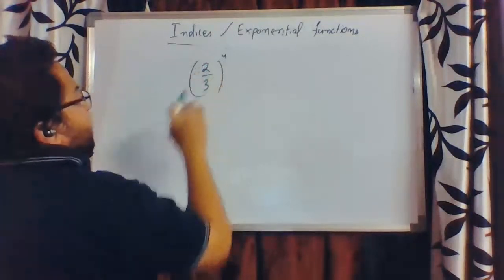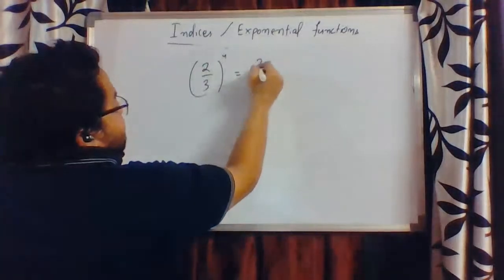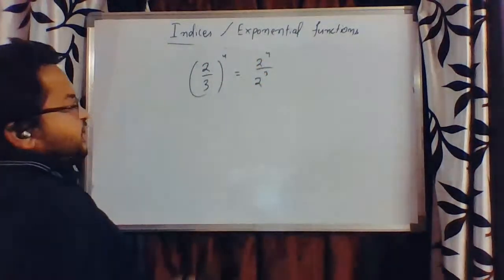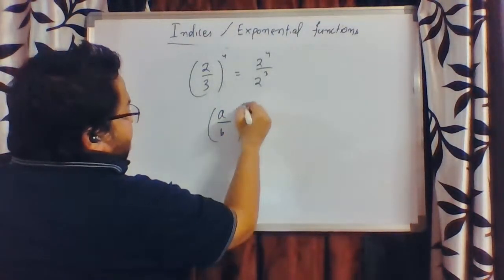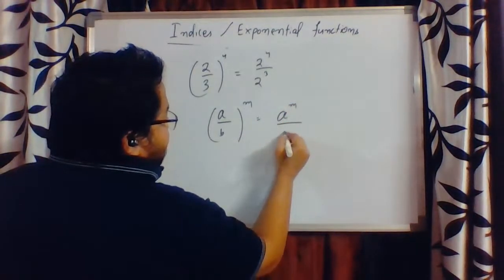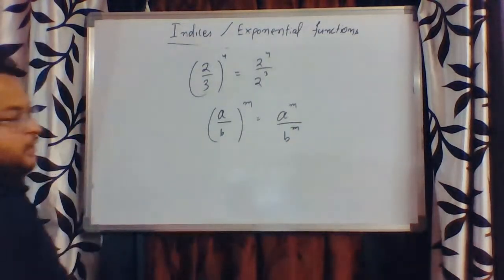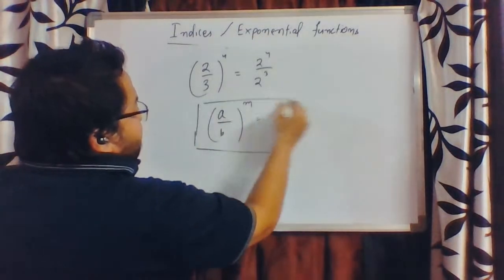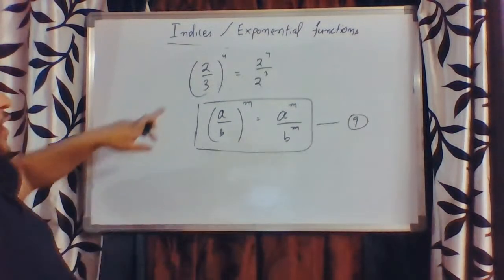If I have (2/4) to the power 3, then obviously this would be 2 to the power 4 by 2 to the power 3, right? So (a/b) to the power m is nothing but a to the power m by b to the power m. Okay? And you can write it down as your rule number 9, and again, you can define it in the same way.